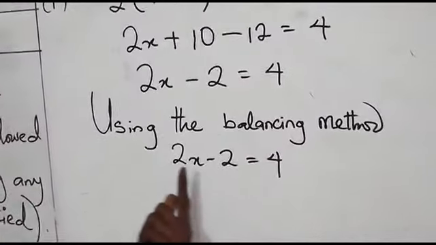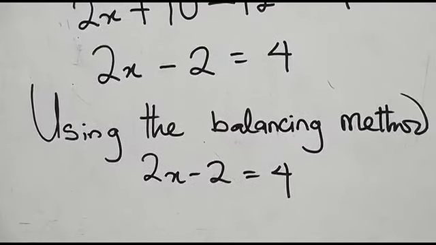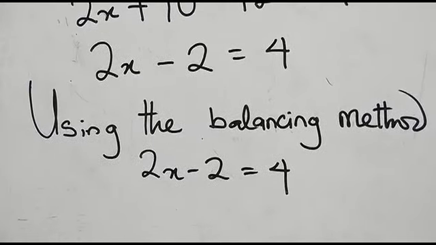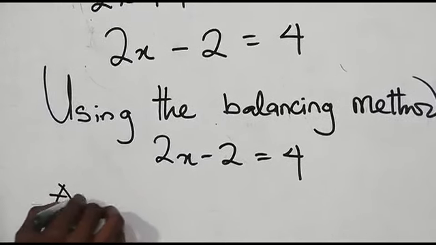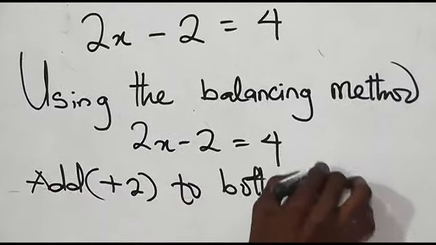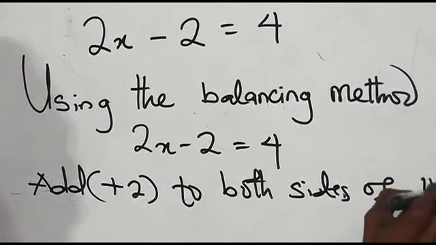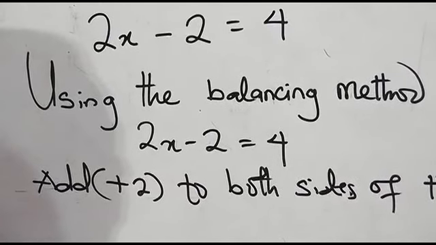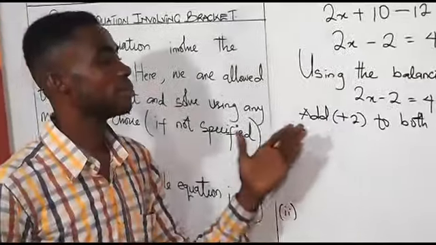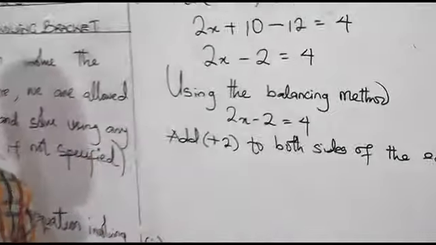Now, I want to eliminate this 2 here. So what I do, I have to balance both sides by adding plus 2 to both sides of the given equation. So in this case now, we add plus 2 to both sides of the equation.